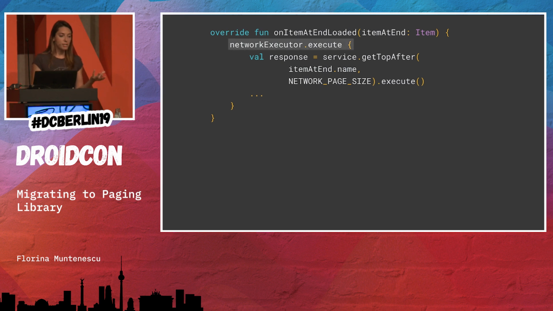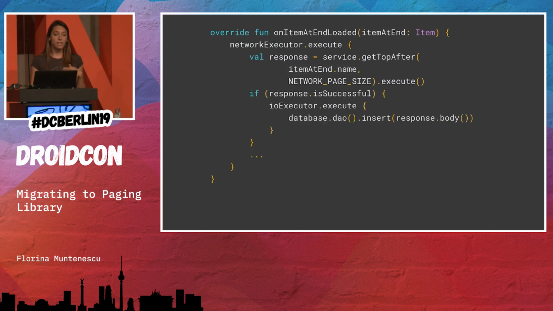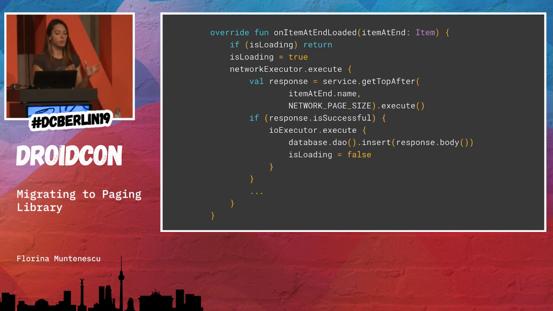Depending on what kind of PagedList we need, we know how the request would look like. So here, for example, I'm using a keyed data source. I'm using the name of the item as a key, and then I'm saying how many items I need. And then once I get the response from the backend, and if this is successful, I just insert it in my database, and that's all. And then you could wrap this into another isLoading check, just to make sure that you're not hitting this too many times and you're not requesting the same kind of data too many times.